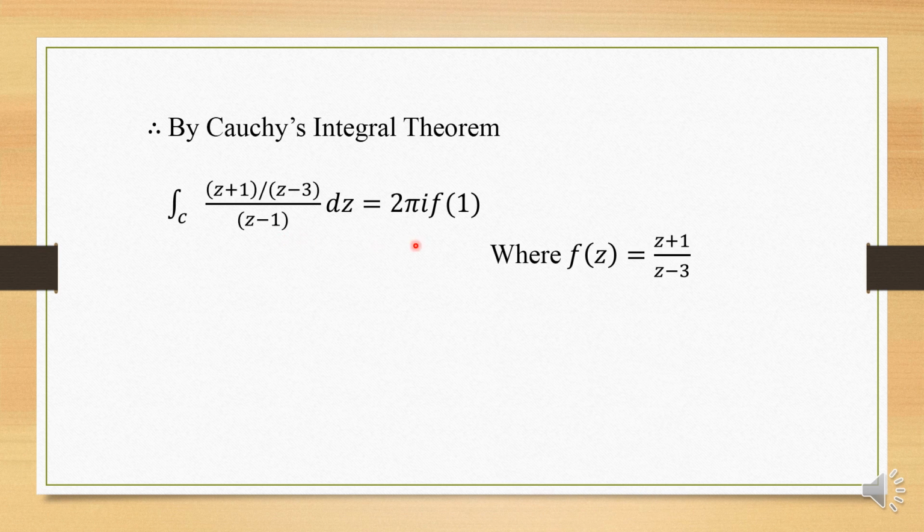Now we find the value of f(1) from f(z). f(z) is the term in the numerator, that is (z plus 1) divided by (z minus 3). In this we replace z by 1, we get (1 plus 1) divided by (1 minus 3), that is minus 1. Now we substitute f(1) as minus 1, and we get minus 2πi.